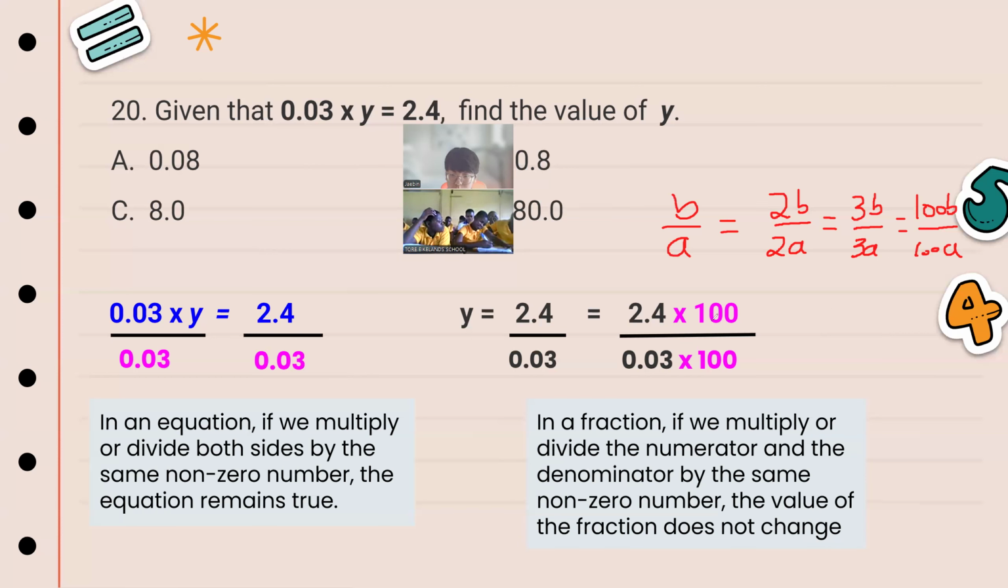Yeah, so here, that's why we multiplied by 100. And this makes it way simpler because we cannot divide by fractions mentally. So we have to use this property of fractions to get a whole number. So we get 240 over 3 by multiplying 100 on both 2.4 and 0.03.